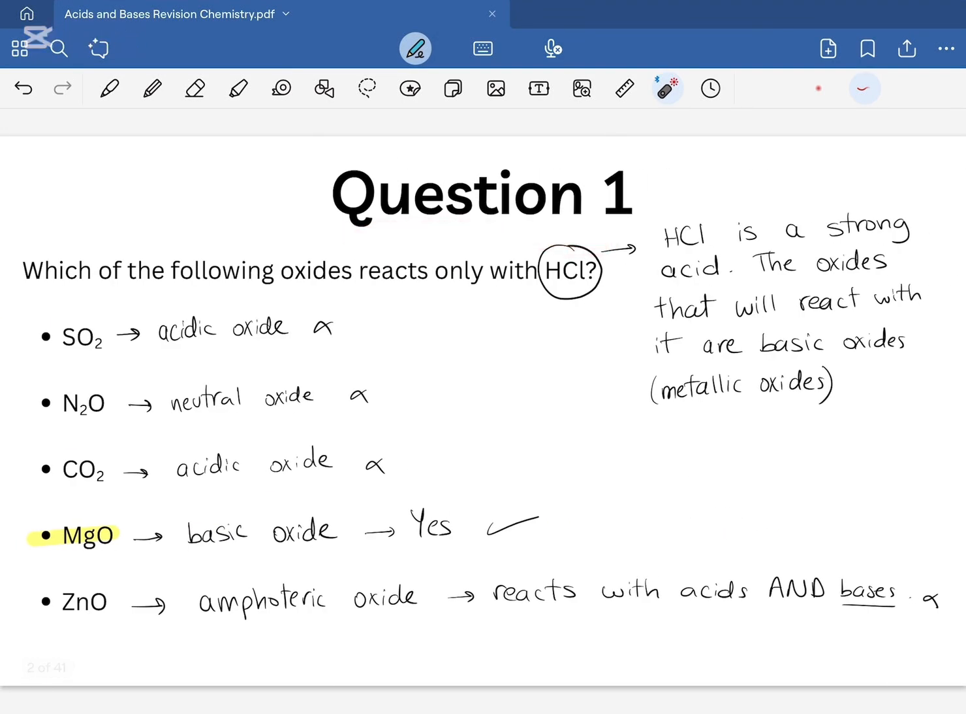Question 1. Which of the following oxides reacts only with HCl? So first we need to know that HCl is a strong acid, and the only oxides that will react with the HCl are the basic oxides, which are the metallic oxides.